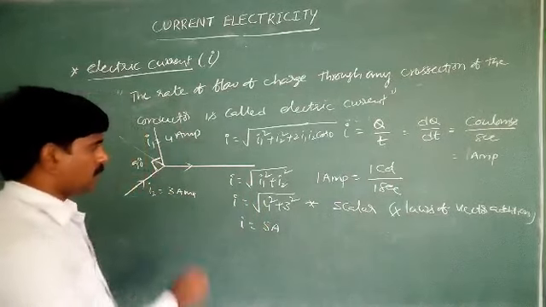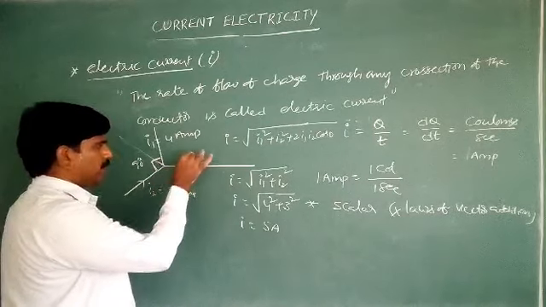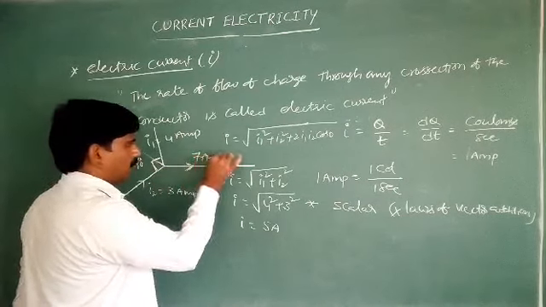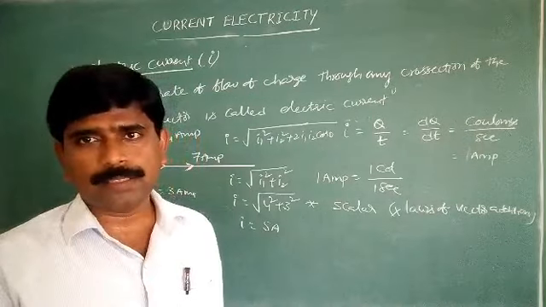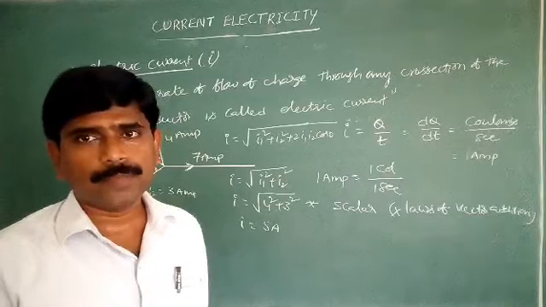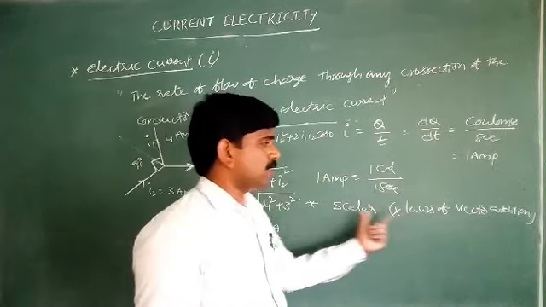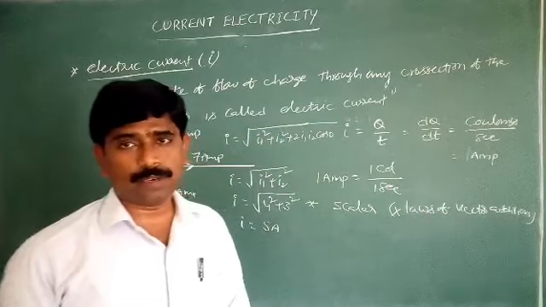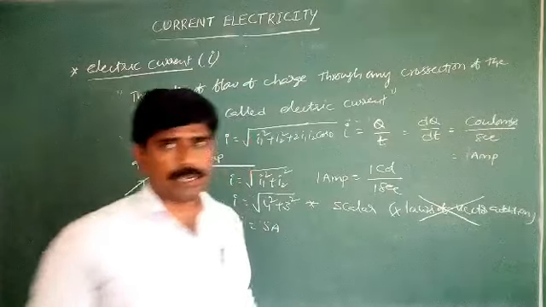But practically, the current passing through the third conductor is 7 amperes. It just obeys ordinary algebra, not vector algebra. So current is a scalar physical quantity. Why? Because it does not obey the laws of vector addition.